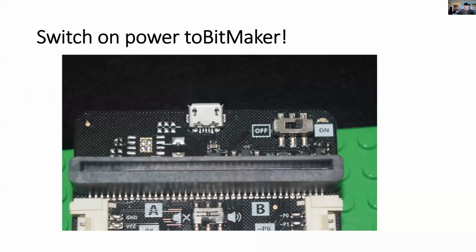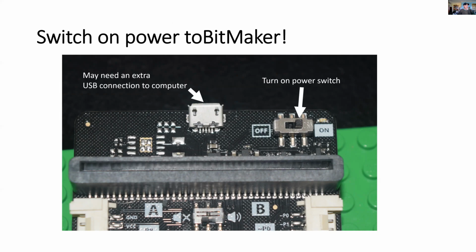Now, on these projects, we're beginning to use a bit more power. So don't forget to switch on power to BitMaker, and you need to turn on the power here, and you may have to provide extra USB connection to your computer to make sure that there's enough power to BitMaker. Now, this will be more important next week when we begin to use the motor and the motor control for our thermostat or temperature controlled fan.